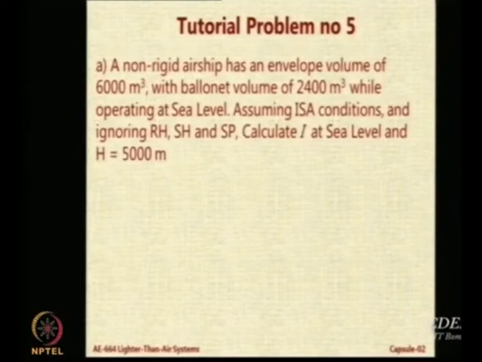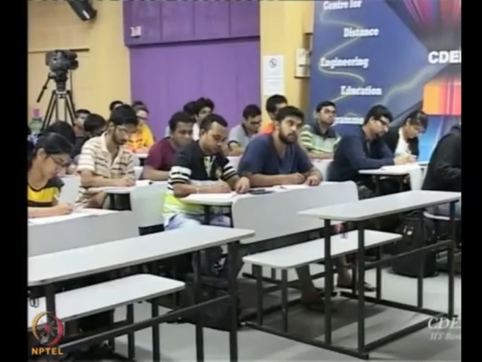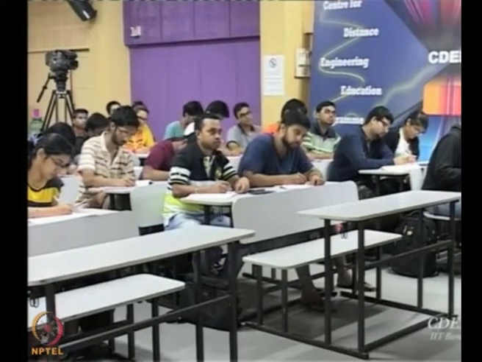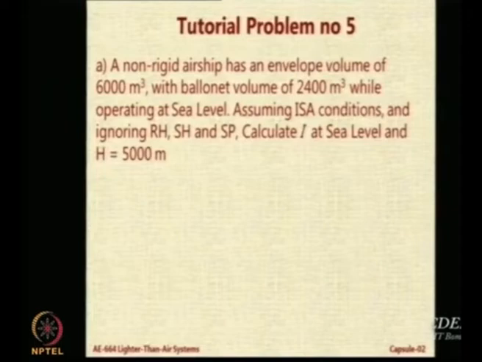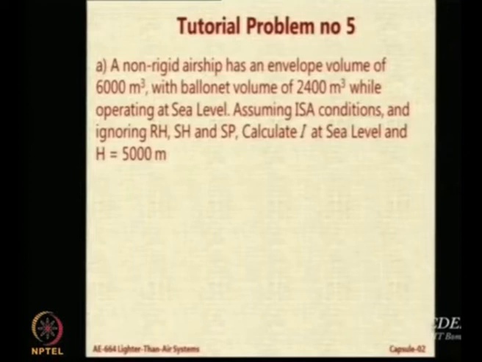So first part of this, I at sea level, you should do it orally. What will be I at sea level? 0.6. Simple. 6000 total minus 2400 air, difference will be 3600 divided by 6000, that will be the fraction of the gas. So it's 0.6. Okay, so we are coming to the same question that I showed you earlier. Sea level, the value of I is 0.6.